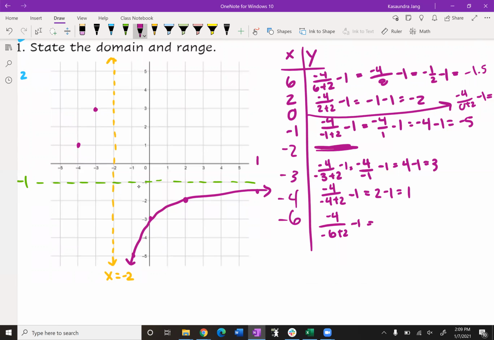All right, so -6 plus 2, that's a -4. -4 divided by -4 is 1. So I got 1 minus 1, so 0. So at the -6 over here, it hits 0. All right. Got our little curve here, which does not cross the asymptotes. Notice this did cross 0 though. It crossed 0, but 0 wasn't where the asymptote was. It just didn't cross the asymptote.